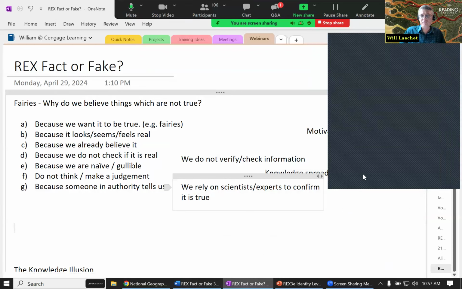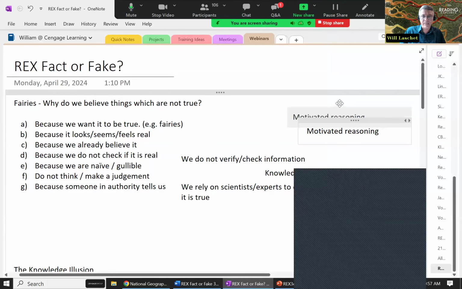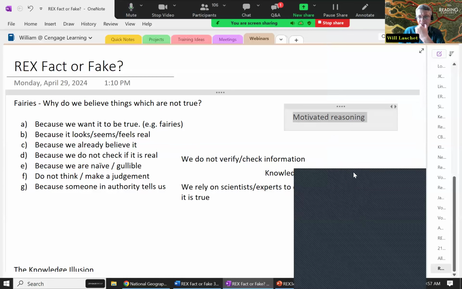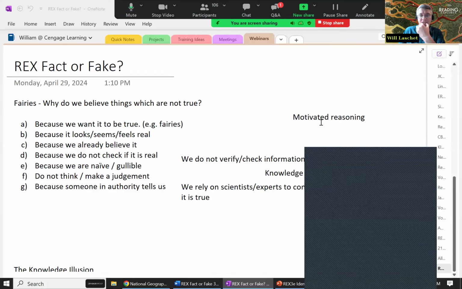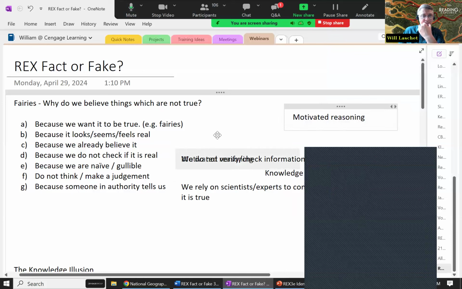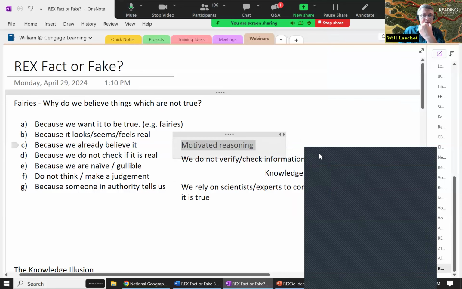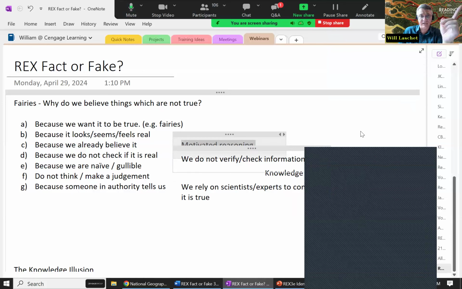How about this one? Motivated reasoning. Is that the same as any of these things? Yeah, it is the same because we already believe it. Okay, so motivated reasoning means we already believe it. Some of you said confirmation bias, right?